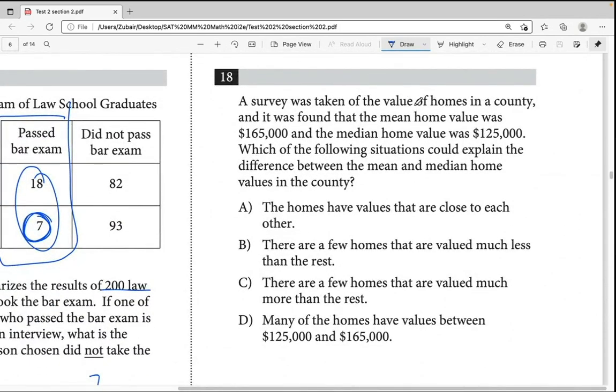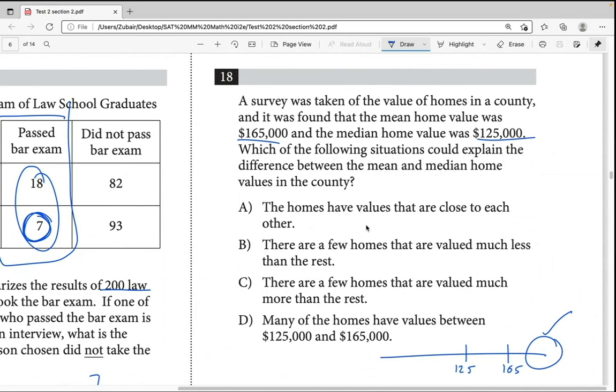A survey was taken for the value of homes in a country, and it was found that the mean home value was 165,000 and the median home value was 125. Okay, so the median is 125 and the mean is 165. That means some of the houses are actually very highly priced. That is why it is moving the mean way beyond the median.